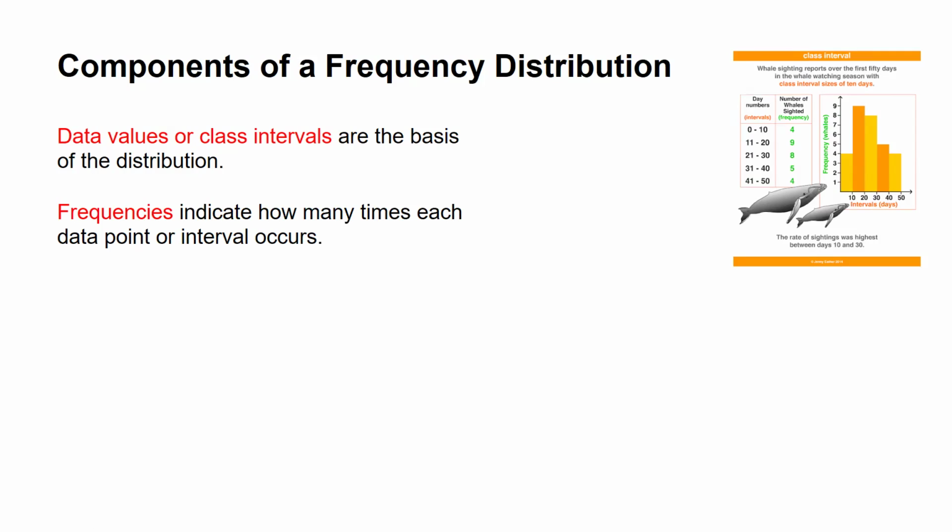So what are the frequencies? Frequencies indicate how many times each data point or class interval occurs. So that is the frequency. That is to count how many times a particular data point or a particular class interval occurs. For example, from 0 to 10, we have a frequency of 4. So it means that the class interval between 0 and 10 occurs 4 times.